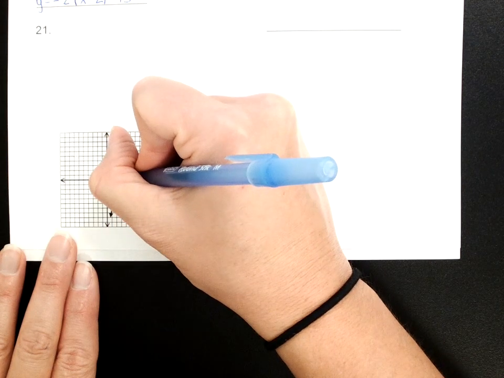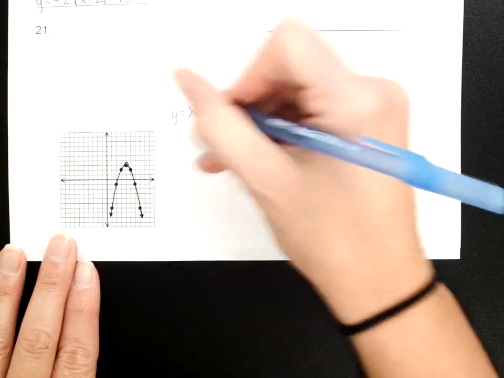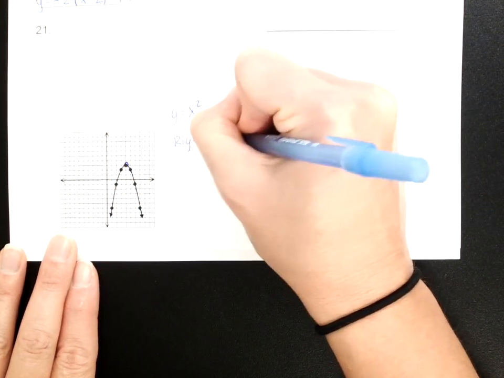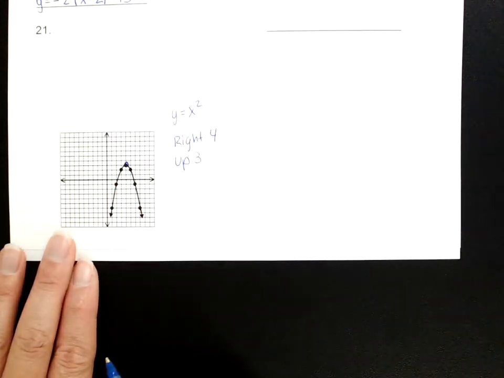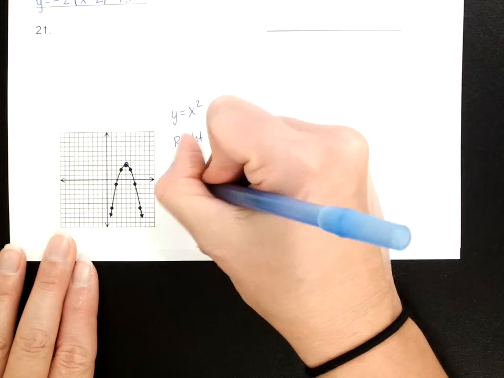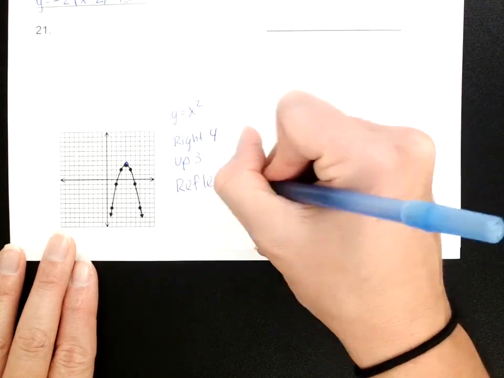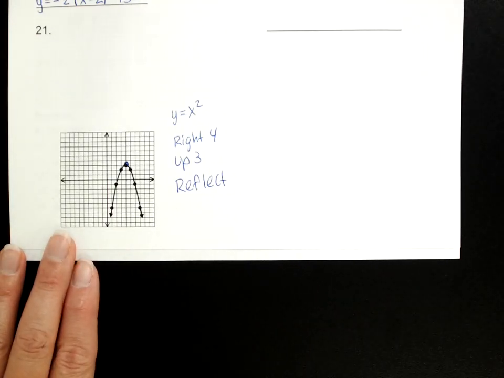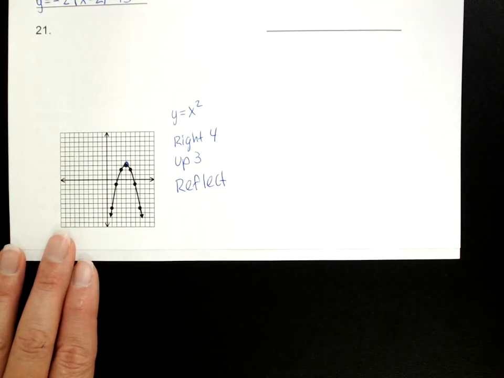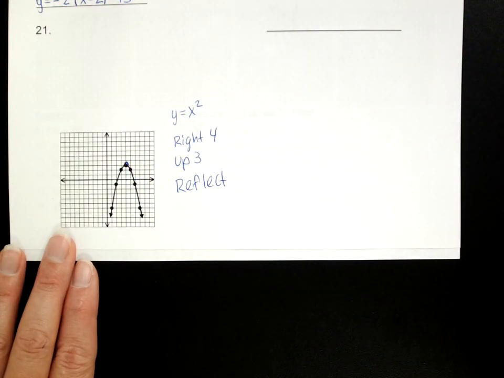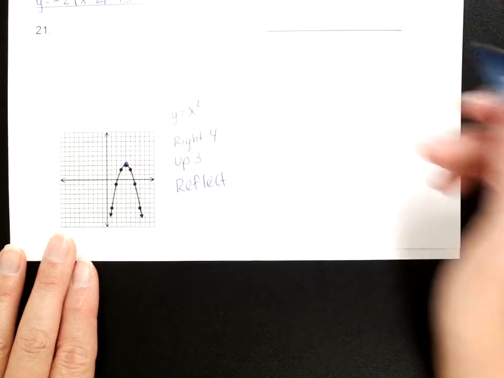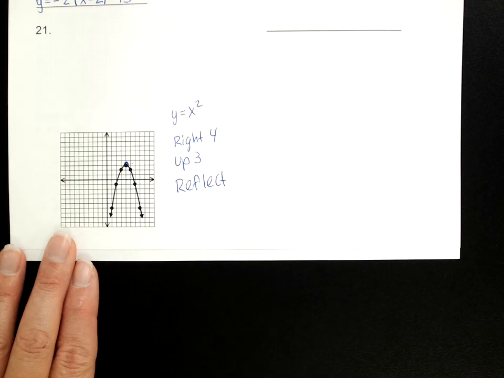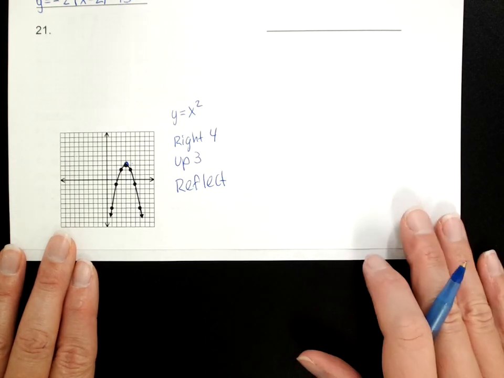Well, it looks like it has gone right 1, 2, 3, 4 units, and up 1, 2, 3. It has also been reflected. One other thing we need to check is the stretch. To check your stretch, what I like to do is just check my next point. I know normally from 0, 0, the next point is 1, 1. This point is still 1 unit away and 1 unit up or down, so it's still just 1, 1 away. There hasn't been any kind of stretch or shrink done to this graph.